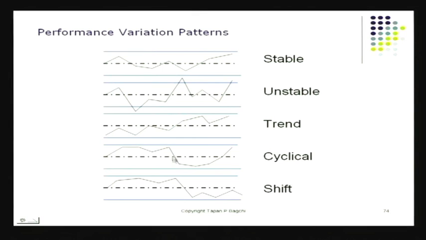Or there may be cycles. These may be two guys, one guy works day shift, the other guy works the evening shift or something. And their settings are different, and therefore they produce this cyclic behavior in the control chart. Or there may be a genuine shift in the process. This is like, if you've been in a truck, for example, you'll find the same truck or the same bus is used by various different drivers. And every time the driver changes, the new driver comes in and readjusts the seat.